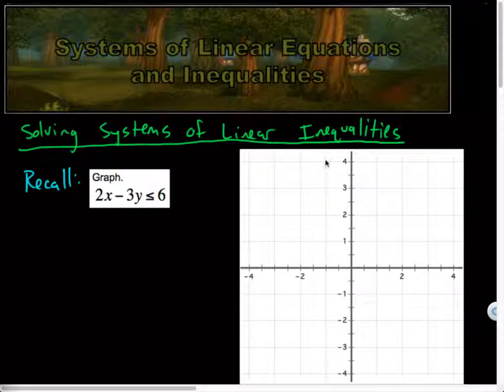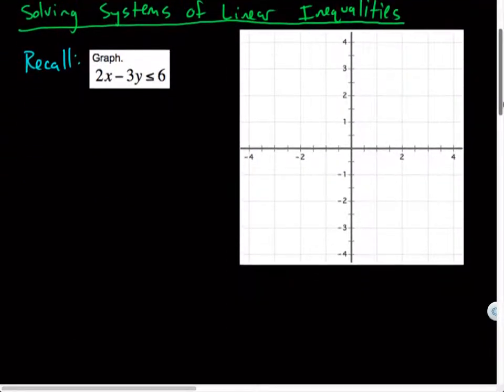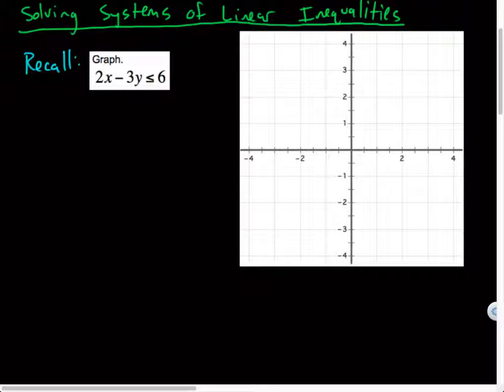But before we even get to solving systems of these things, I want to talk about just graphing inequalities, just straight up figure out how to do that. So here's a little recall for us to consider. Here it says graph 2x minus 3y is less than or equal to 6.